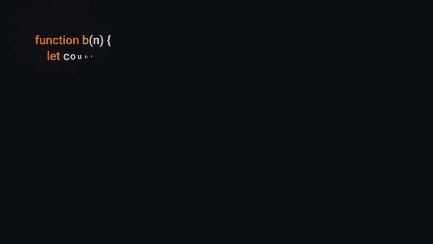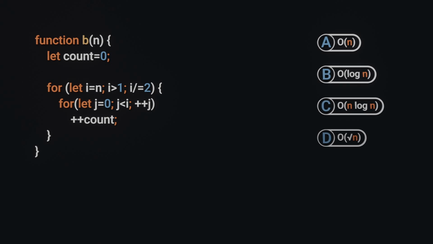What is the time complexity of this function? This is a tricky one. The first for loop cuts i in half on each iteration, so the outer loop will execute at most log n times. But we also have to consider the amount of work the inner loop does. On the first iteration, the inner loop will perform n iterations. On the second loop, the inner loop will perform n divided by 2 iterations. On the third loop, n divided by 4, and so on like this. If we were to add all the iterations together, the total would be about 2n. Drop the constant and we get O of n as the final answer.